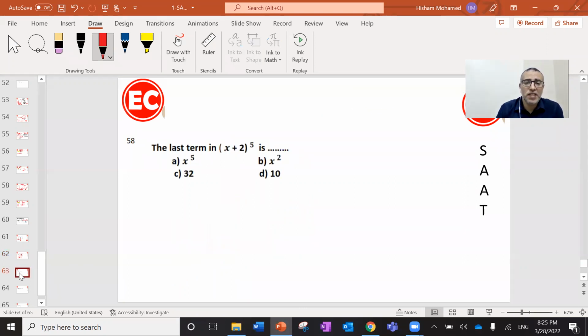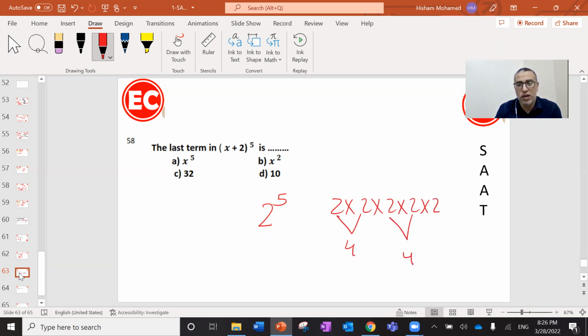What is the last term of x plus 2 to the power of 5? It's 2 power 5. And if you don't know what 2 power 5 is, it's 2 by 2 by 2 by 2 by 2. 2 times 2 is equal to 4, 4 times 4 is 16, times 2 is equal to 32.